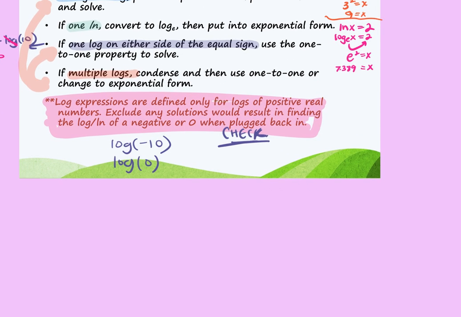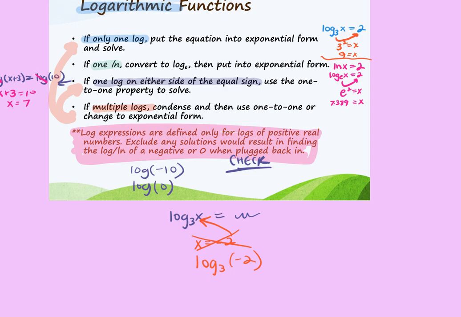So for example, if I had gotten log base 3 of x equals a number, whatever this is, and the answer I got for x was -2, for example, and I plug this back in to check, I'd be trying to find the log of -2, which cannot be done, so I would rule out that answer. If there's more than one answer, I would keep what works. If no answer works, then there would be no solution. But the most important thing to remember is that when it's a log equation, when it starts with log or ln in the equation, you have to check your solutions.